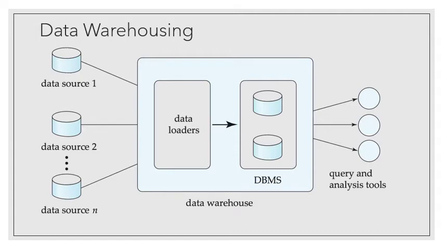Now let's see the components of a data warehouse. The figure shows the architecture of a typical data warehouse and illustrates the gathering of data, the storage of data, and the querying and data analysis support. Here we have multiple data sources from which the data loaders gather data to the DBMS. Loaders and DBMS form the data warehouse. Then we have a number of query and analysis tools that work on the data gathered at the data warehouse.